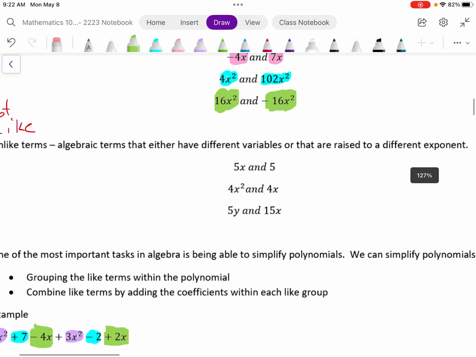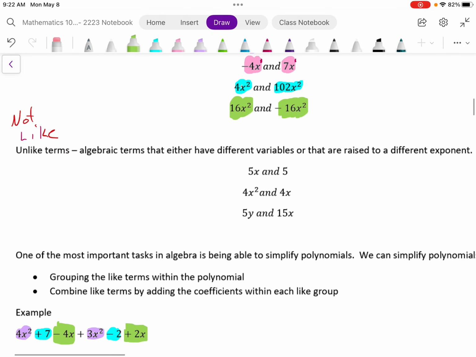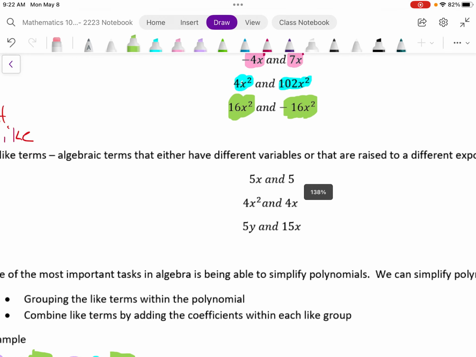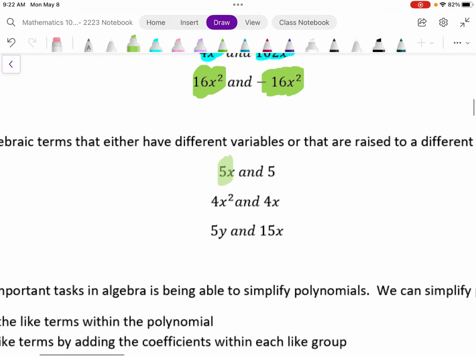Unlike. Now, unlike terms are algebraic terms that either have different variables or are raised to different exponents. So in my first example here, 5x and 5 are unlike. Why is that? Because 5x is x to the power of 1, and 5 is really 5x to the power of 0. So we have to consider these unlike.